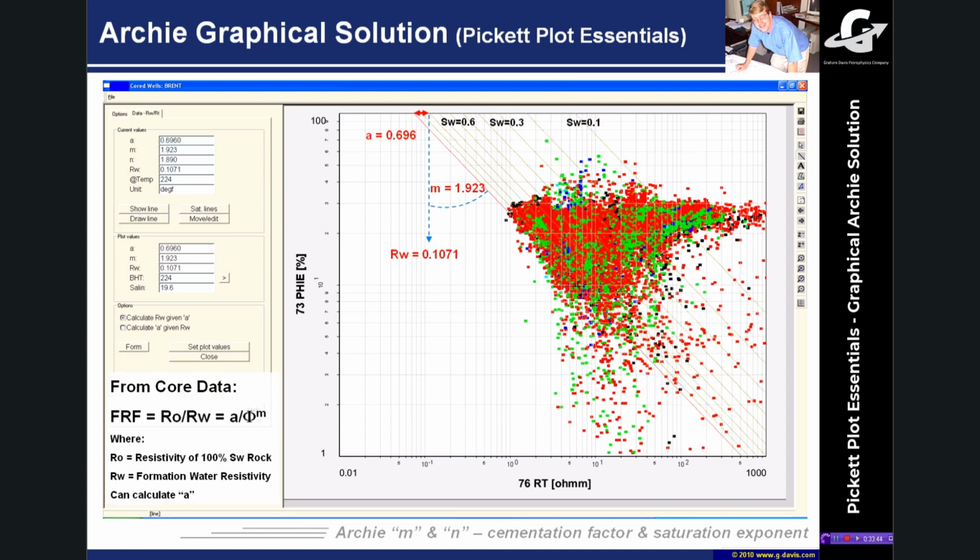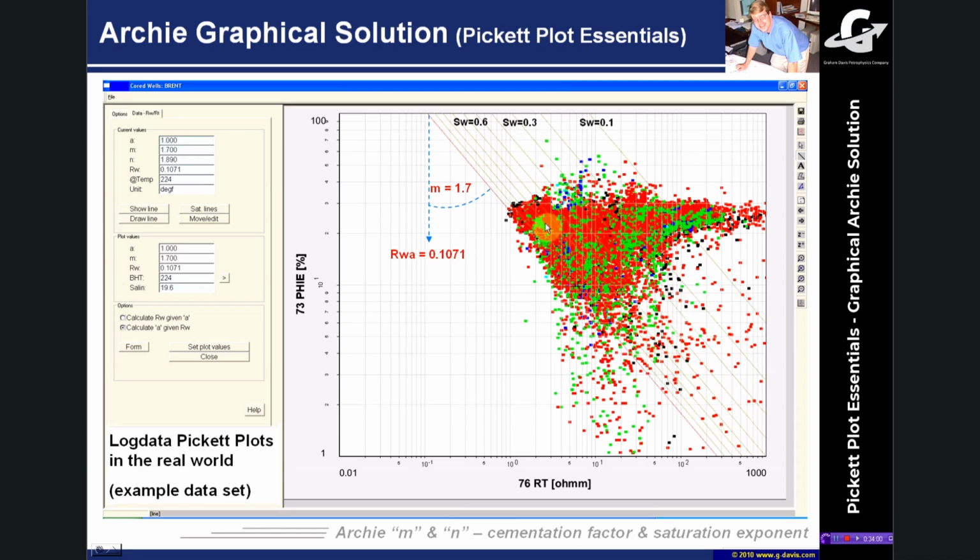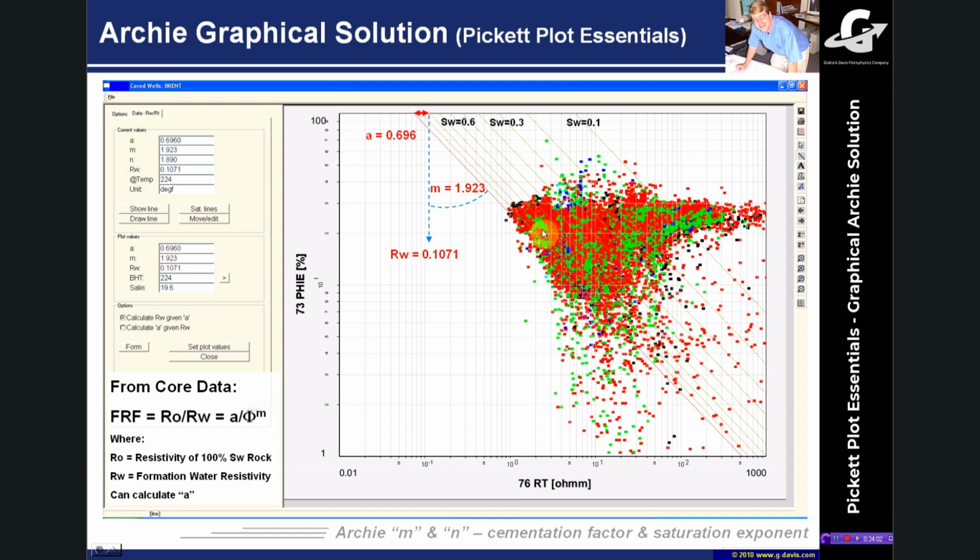You can see they're both within the bounds of possibility, but clearly you've made some measurement on some core, you spent some money doing that, so it would probably be remiss of you not to use it, and it would make 1 or 2 saturation units difference to just eyeballing it. So given that this core data is valid, then you could use an M of 1.92 in this case, and an A of 0.69 as well from your core data.